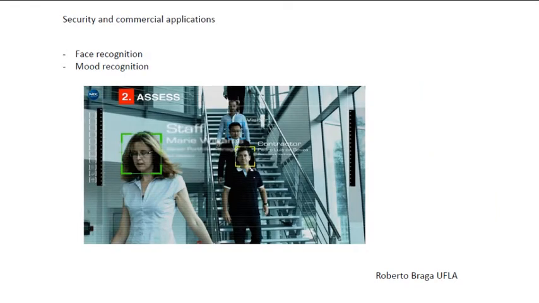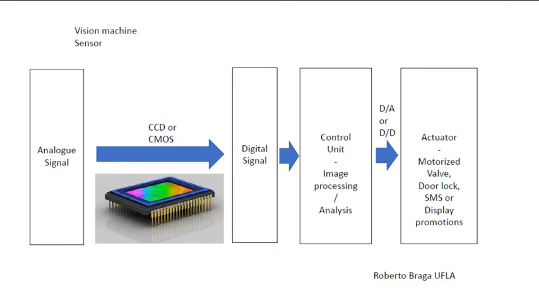Another new usage is the control of people's lives for security or commercial reasons, useful and controversial. Please see here the flow of information from the sensor to the actuator: analog to digital using the camera, control unit in a digital way, and conversion, if necessary, to an analog signal to the actuator.